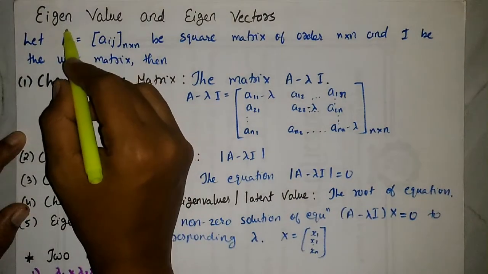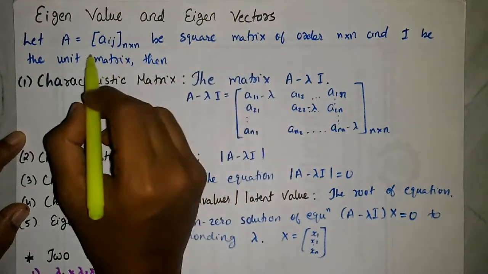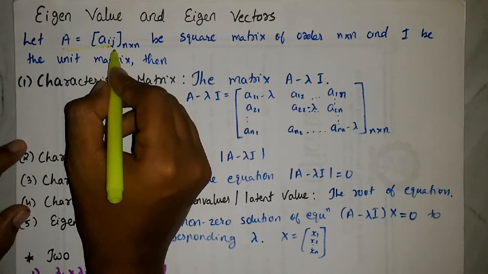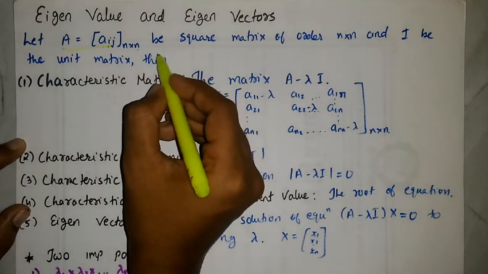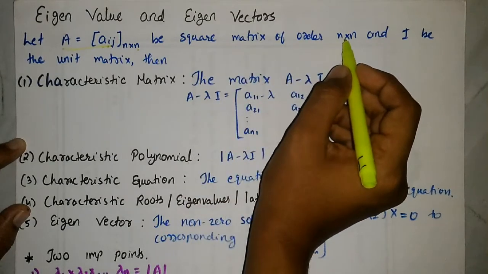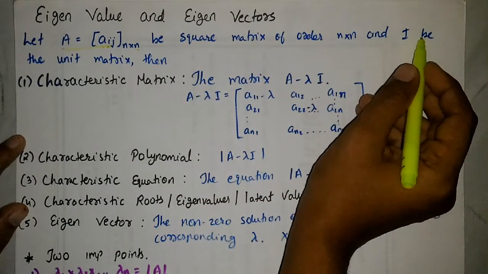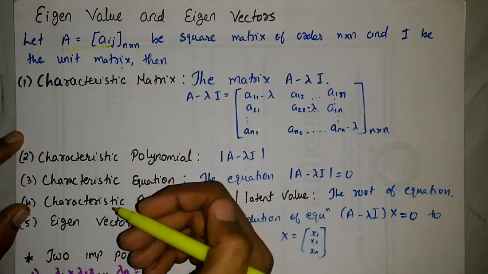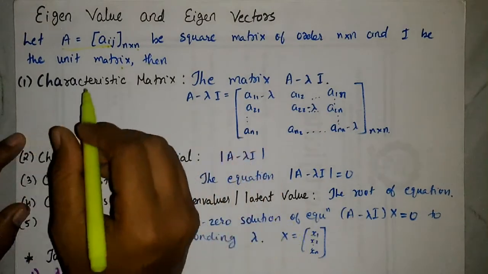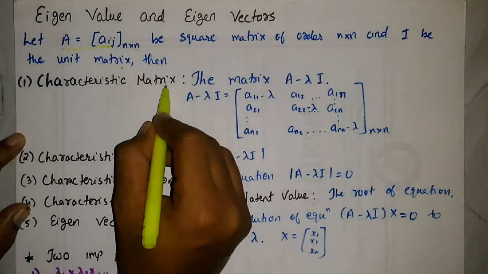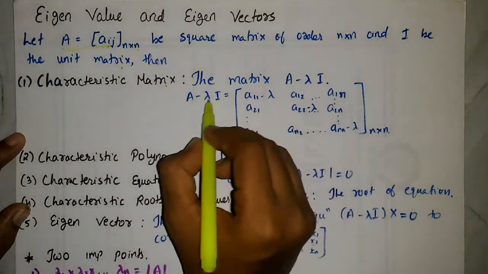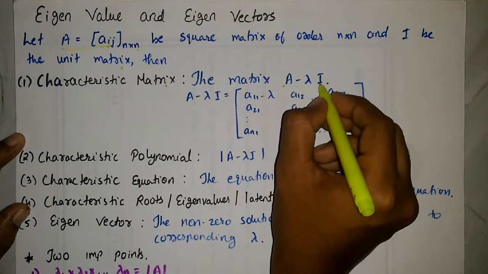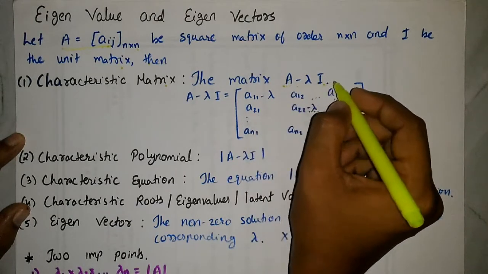So what is an eigenvalue and an eigenvector? Suppose there is a matrix A = (aij) of order n cross n, that is, a square matrix, and let I be a unit matrix. Then these are the important terms in this topic. First, the characteristic matrix. What is the characteristic matrix? When there is a form A minus lambda I, then this is called the characteristic matrix.